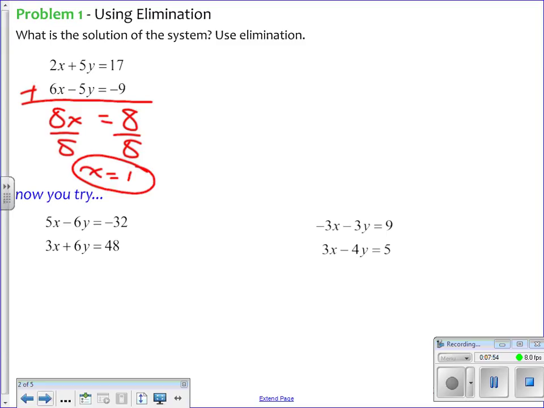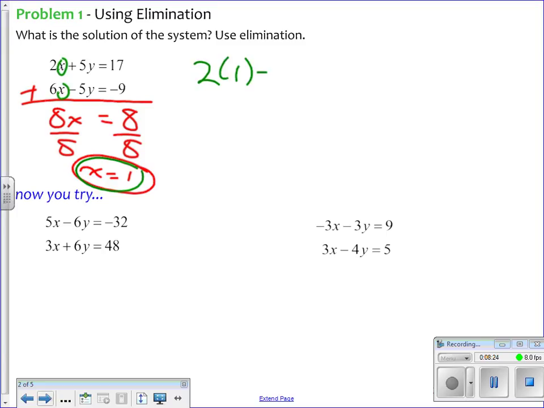Because what else do I need? How many variables do I have to start with? 2. I need 2 in my answers. I've got 1. I need to find the other one. So here's what I do. Do a substitution. You will still have to substitute, but you just take this x equals 1, and put 1 in here or in there. It doesn't matter which equation you use. I'd use the top one because I got a plus 5y instead of a minus.